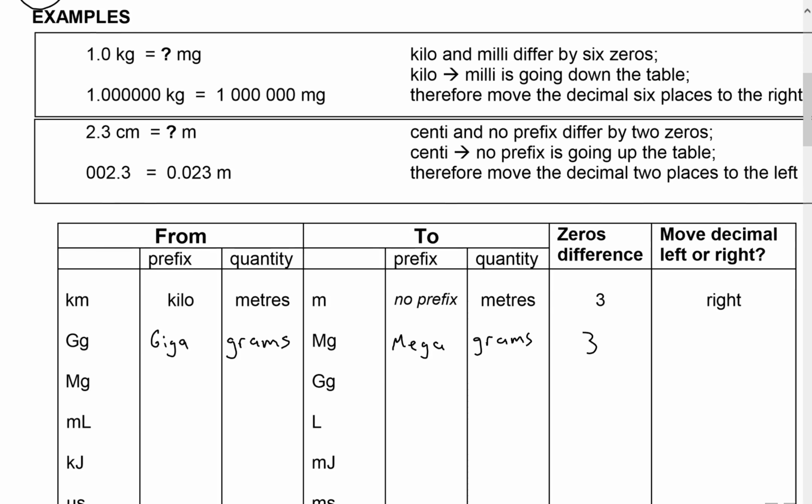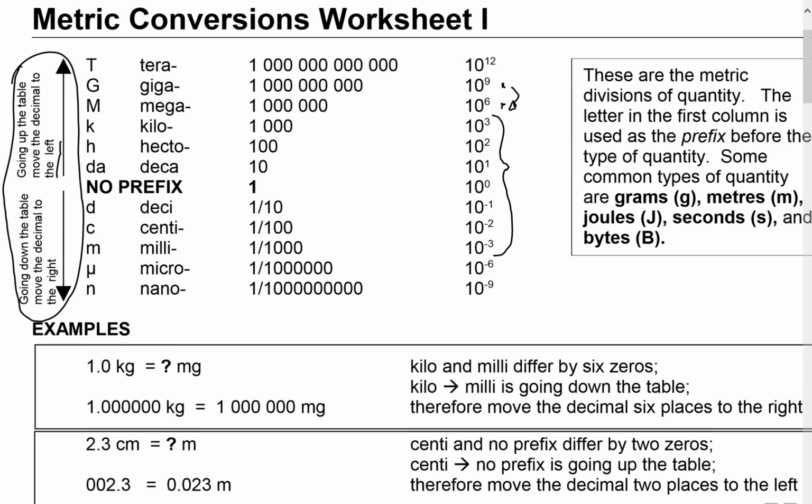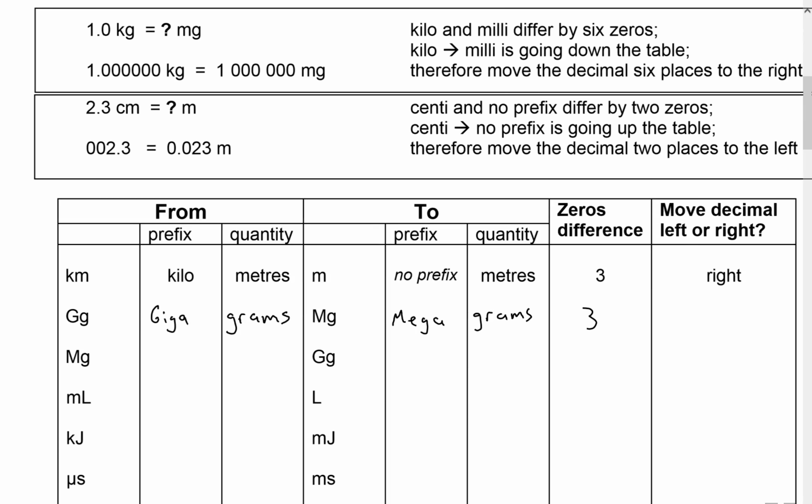And which way are we moving the decimal? Well, let's see, we're moving down. So going down the table, you move the decimal to the right. So here, if I have gigagrams, I'm going to be moving it to the right here.